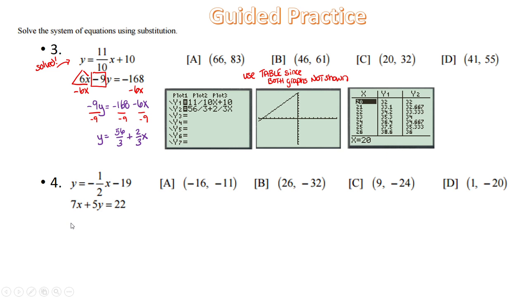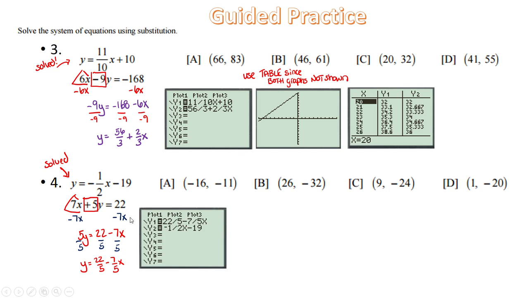Okay, now number 4. Number 4, we need to solve the second equation for y. So that means my rectangle is 5, my triangle is 7x. Subtract 7x on both sides of the equation, and we now have 5y equals 22 minus 7x. Divide everything by 5, and we're going to get basically the same thing because this doesn't reduce. Now we type them both into our y equals key. We're just going to make sure to put a negative sign in front of the 1/2 x and a minus sign in front of the 19.